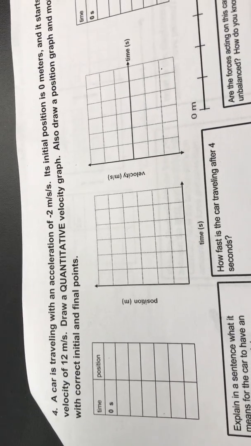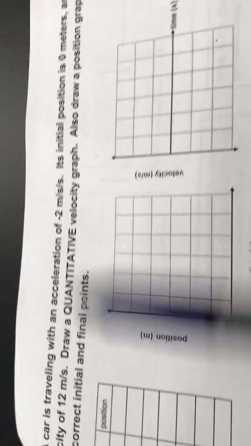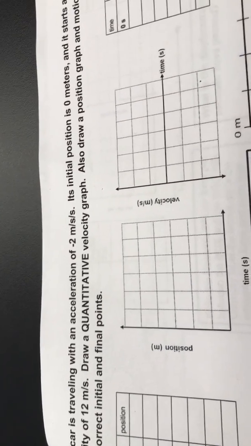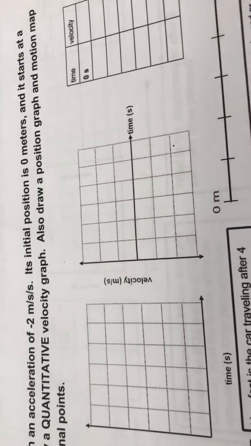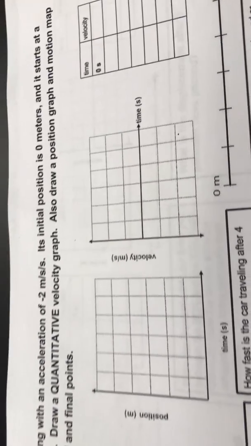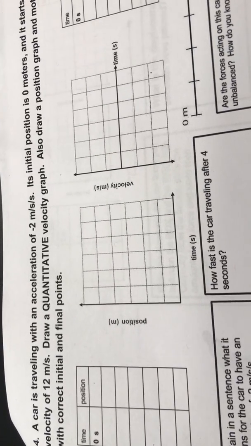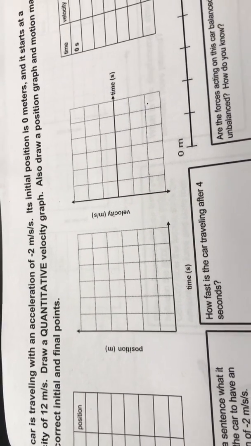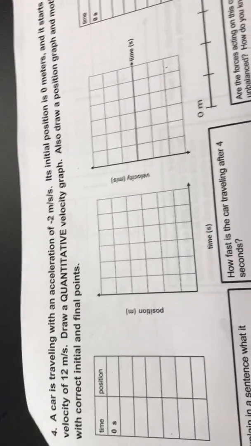This problem is number 4 on the free response practice, and it is: a car is traveling with an acceleration of -2 meters per second squared. Its initial position is 0 meters, and it starts at a velocity of 12 meters per second. Draw a quantitative velocity graph. Also draw a position graph and motion map with correct initial and final points.